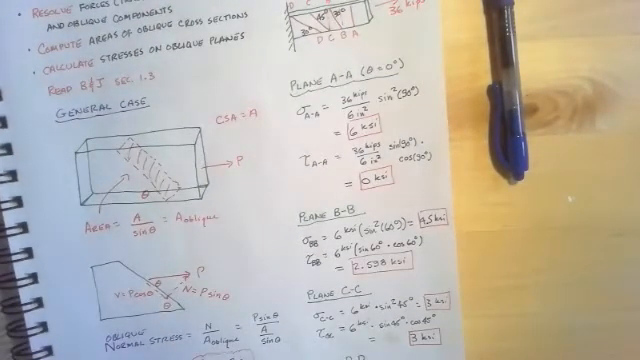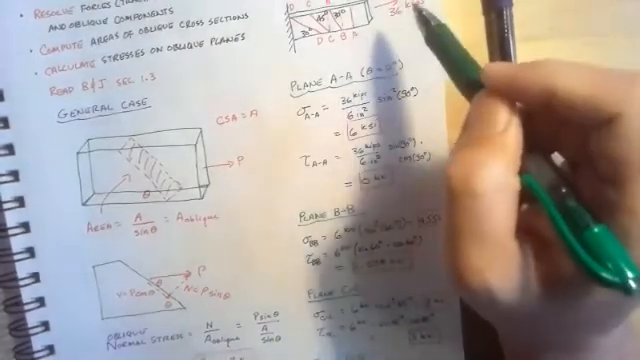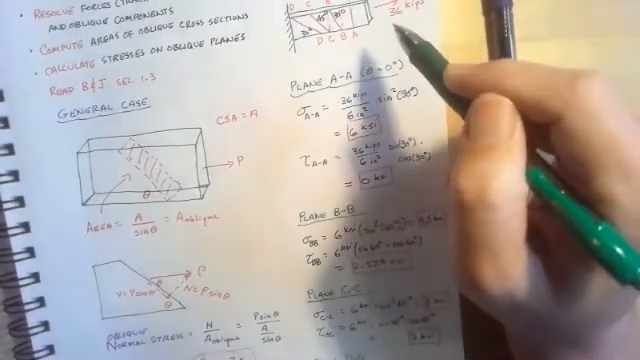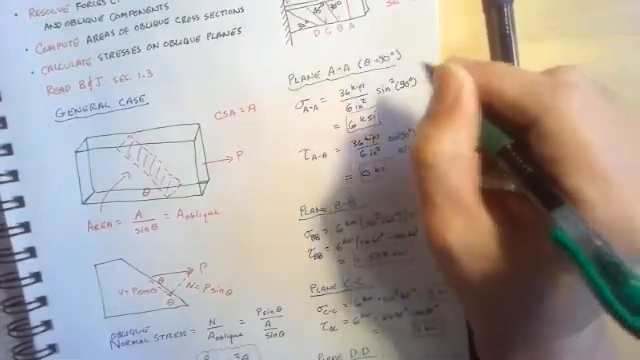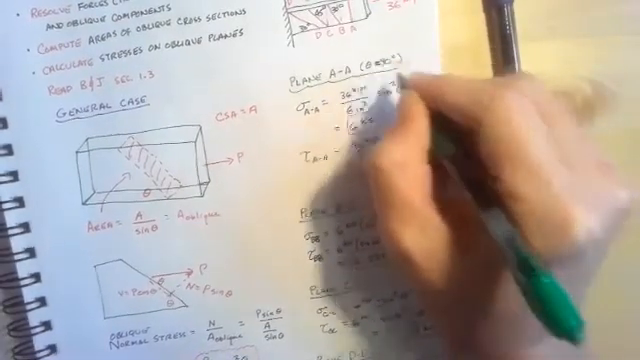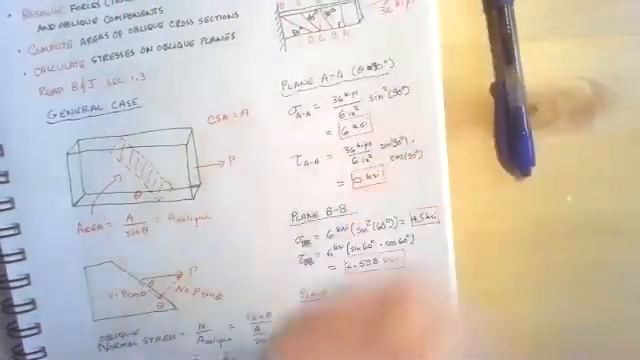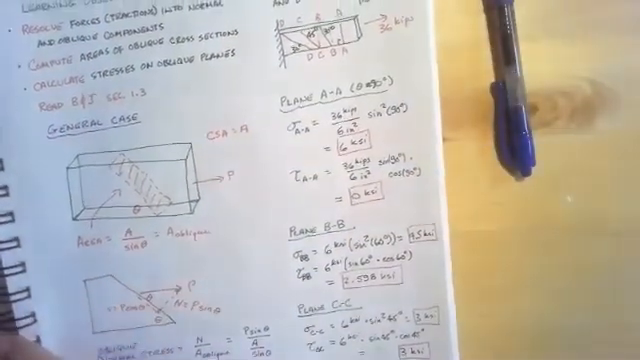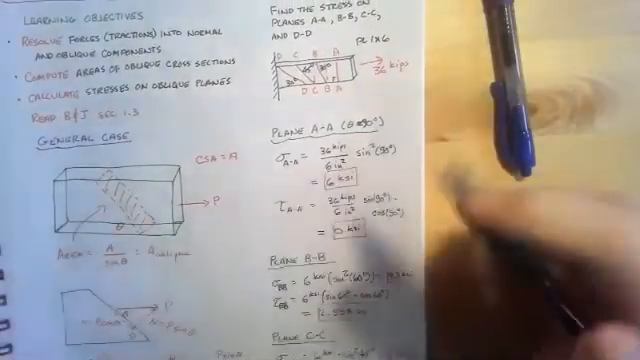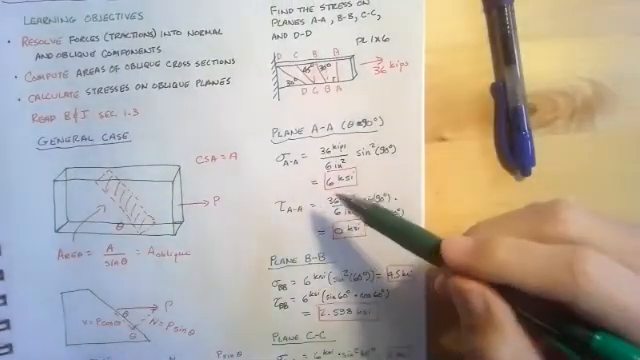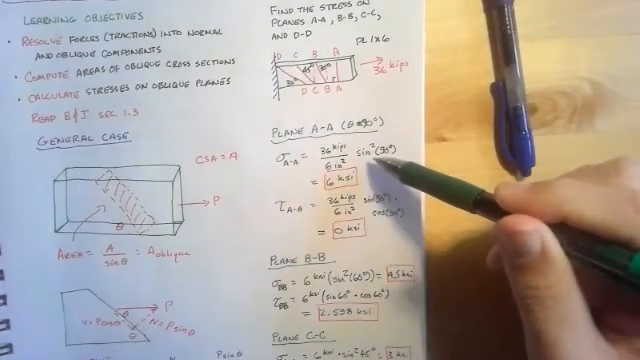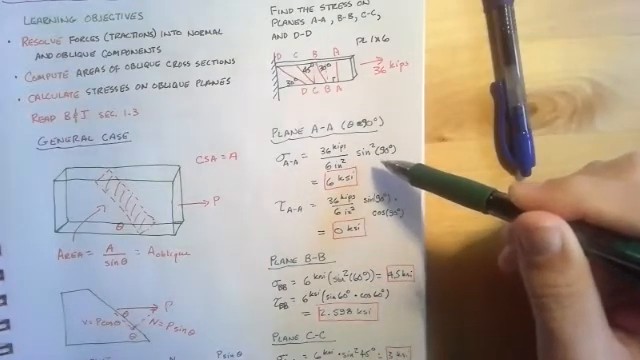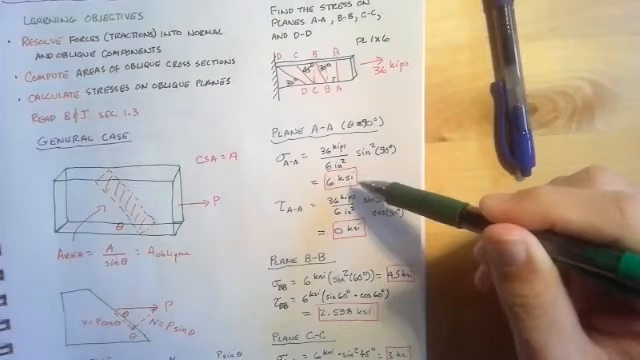So for plane AA, theta is equal to 90 degrees, because I have the right angle right there. So for plane AA, I have sigma AA equal to 36 kips over 6 square inches times sine squared of 90. Well, sine of 90 is 1, so I end up with 6 KSI.